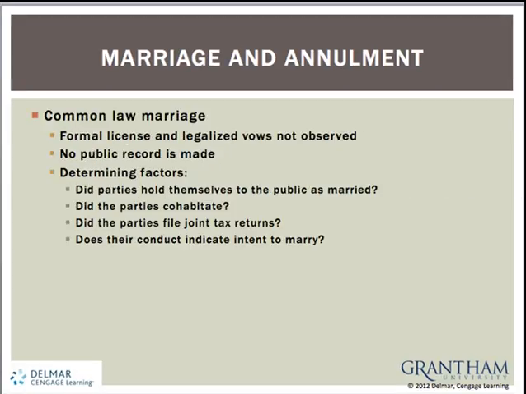Some states allow marriages created by common law. Such marital relationships are created by agreement and a demonstration of intent by the parties. The courts usually examine the following elements in determining whether a common law marriage exists. Did the parties hold themselves out to the public as married? Did the parties cohabitate? Did the parties file joint tax returns? And does the conduct of the parties indicate an intent to be married? If the parties do not receive common law status, then they may have legal rights under principles that deal with cohabitation.